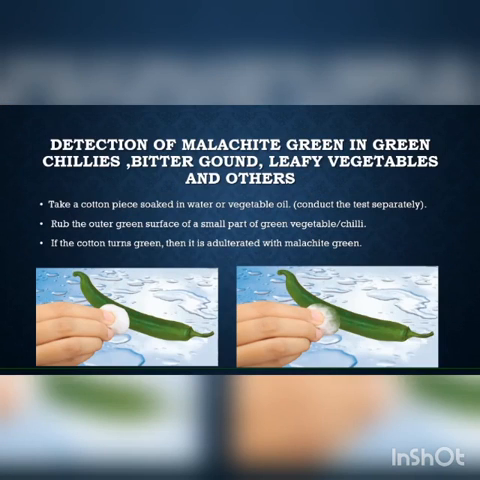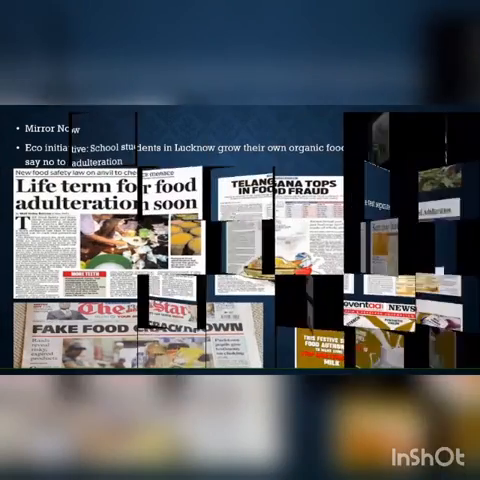Now, how can we detect if the leafy vegetables that you brought home are adulterated or not? Take a cotton piece soaked in water or vegetable oil. Rub this cotton onto the surface of the green vegetable or green chili. If your vegetable has malachite green or any other dyes, your cotton will turn green. Then you can know that it is adulterated with malachite green.